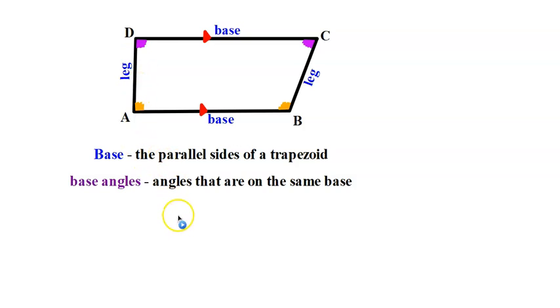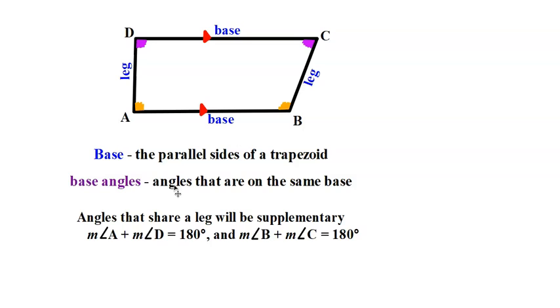One other thing we have: angles that share a leg, so on the same leg, are supplementary because again, we have parallel lines cut by a transversal, and so that would be same side interior angles. Right? And same side angles are supplementary. So A and D would add up to 180, angle B and angle C are supplementary.